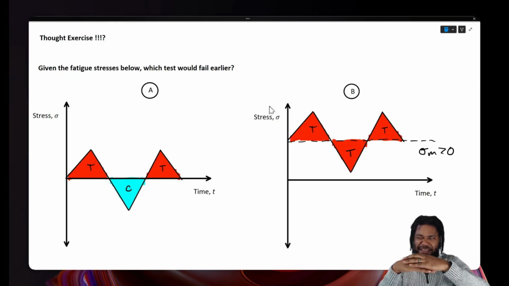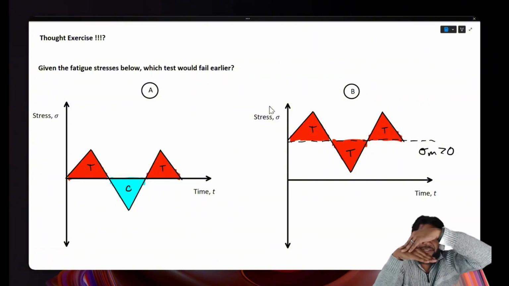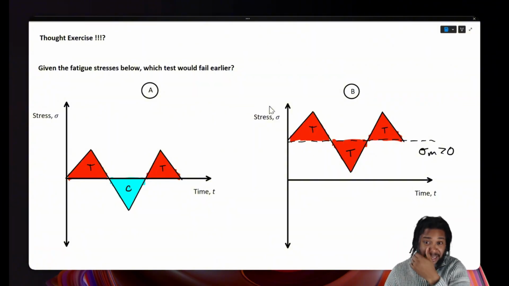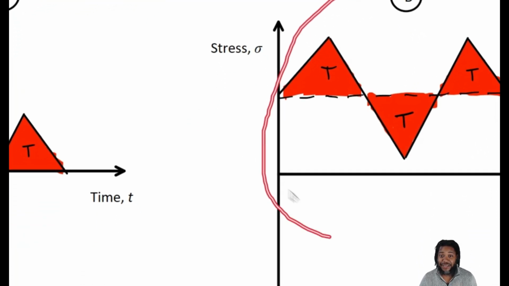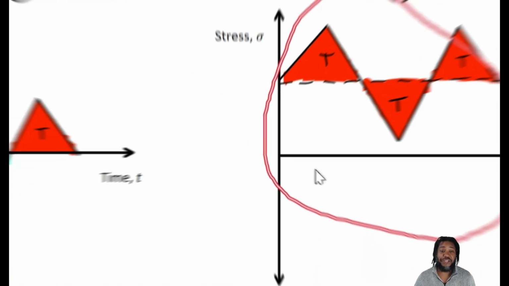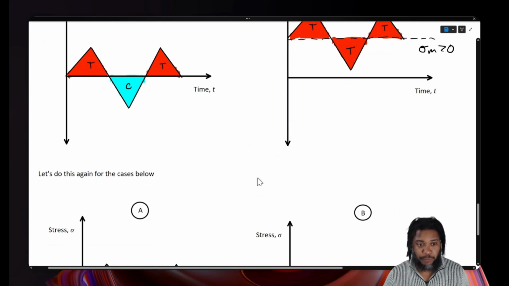Well, if we think about case B, where the crack is just permanently open and never has a chance to close, then that means that the driving force for crack growth and fracture is much higher under this pulsating tension case, right? Okay. Now let's move to another case.